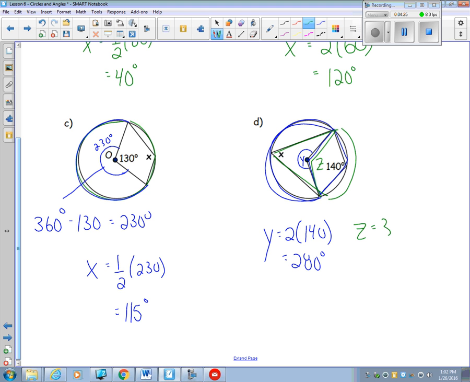It's on the other half of the circle, so 360 minus 280 gives me 80. Using that, I can find x, because x is inscribed in the same arc as z, and x will be 1/2 of the sector angle, or 1/2 of 80, which is 40.